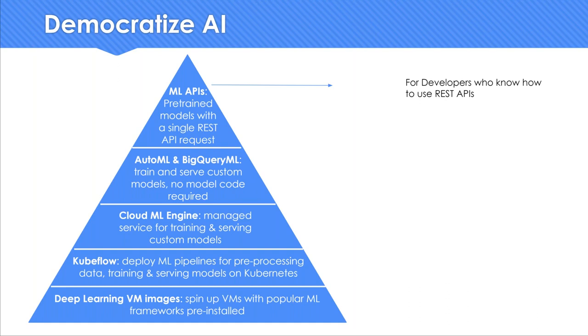So this is going to be the pre-built APIs. There are lots of APIs; we are going to talk about that. This is going to be helpful for a developer who can call REST APIs. He knows, he writes web applications. He calls a REST API, gets a response, done. So this is where predefined ML APIs help.